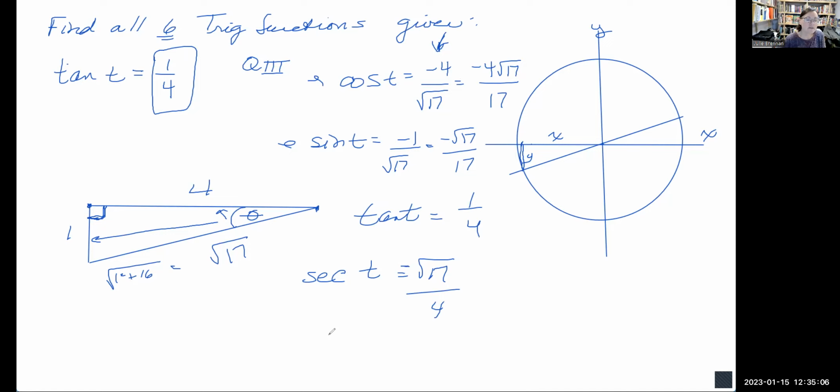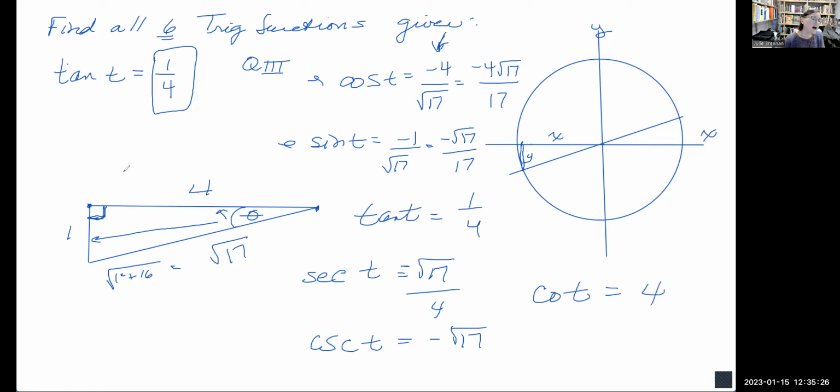It's still going to be negative. The cosecant of t is going to be negative root 17, right? It's going to be the reciprocal of negative 1 over root 17. And then finally, the cotan is going to equal positive 4, the reciprocal of 1/4.